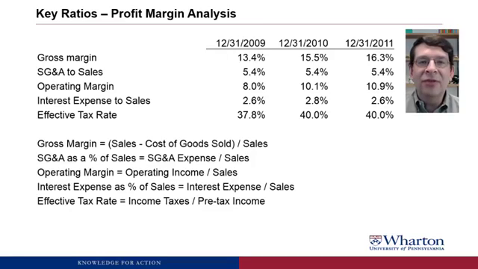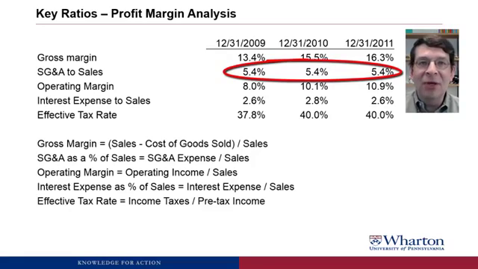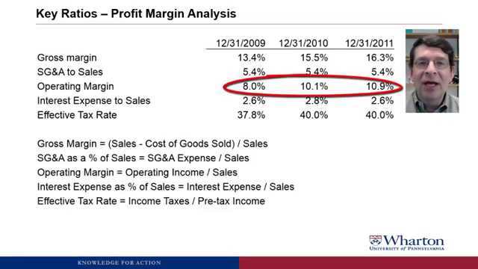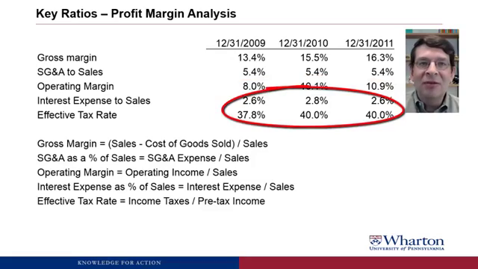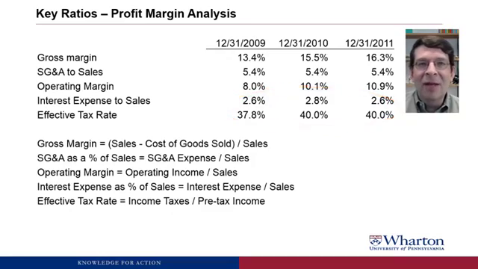So looking at the rest of the ratios, we see that the SG&A to sales ratio is completely flat over this period. So that means as Plainview has grown substantially, it's managed to keep its selling and administrative costs in line. It hasn't allowed them to grow faster than the growth of the company. Operating margin has grown over this period. That's primarily driven or exclusively driven by the increase in gross margin. And then there's not much really going on with the interest expense to sales or the effective tax rate over these three periods, other than a slight blip in effective tax rate a couple years ago.